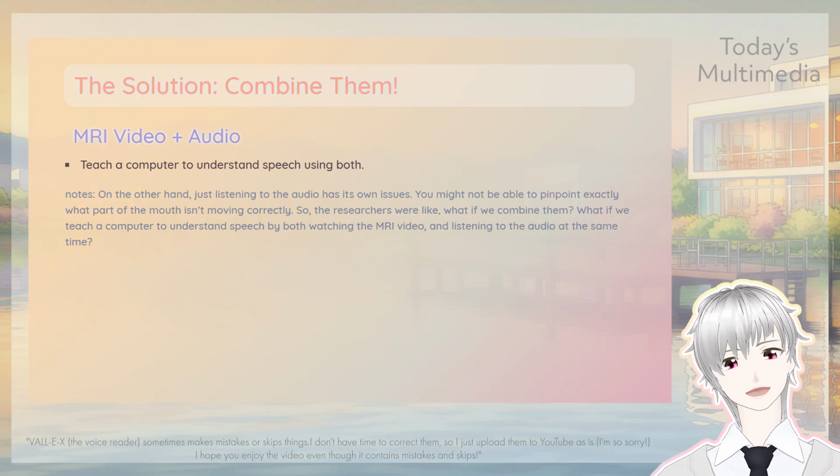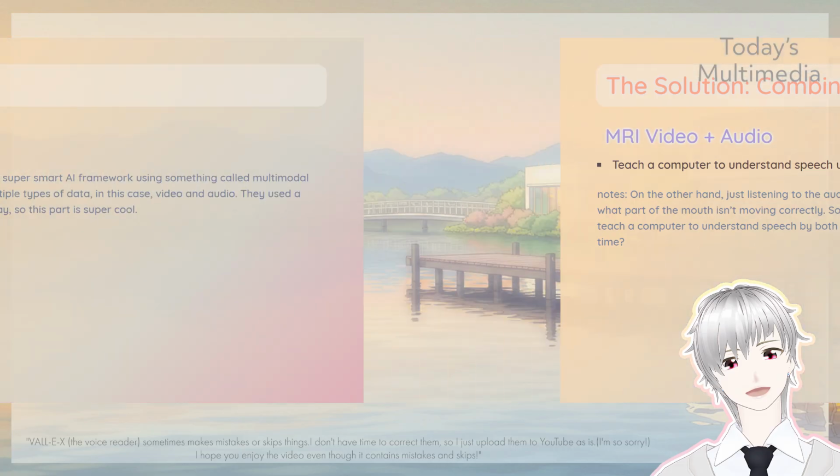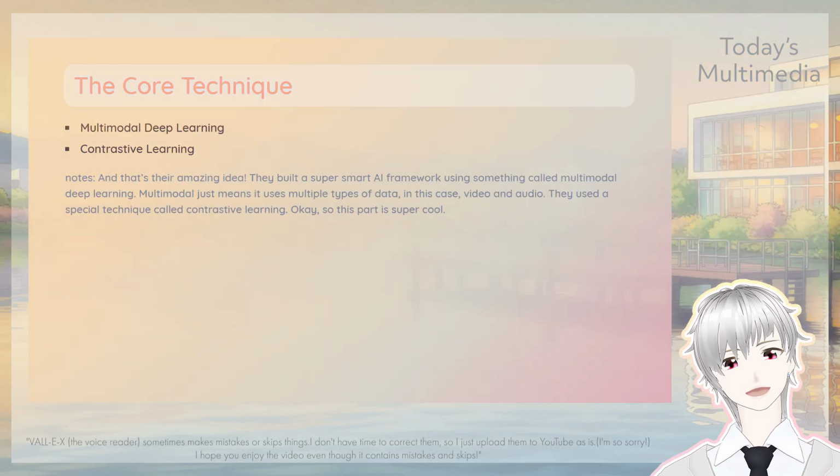So, the researchers were like, what if we combine them? What if we teach a computer to understand speech by both watching the MRI video and listening to the audio at the same time? And that's their amazing idea. They built a super smart AI framework using something called multimodal deep learning. Multimodal just means it uses multiple types of data, in this case, video and audio. They used a special technique called contrastive learning.